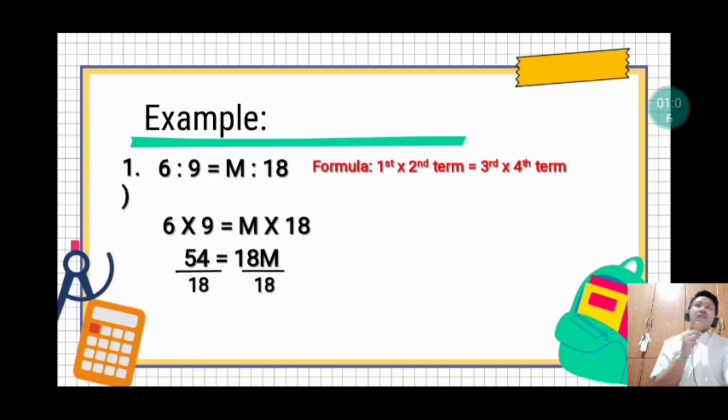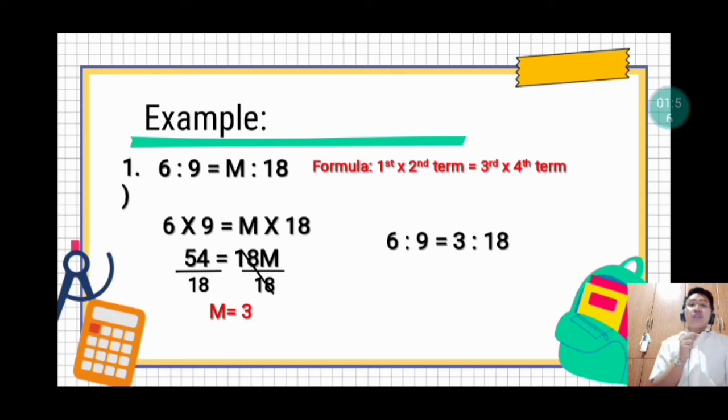And after that, we need to think of a number that would be divisible to both terms. That would be 18. Then we simplify 18m divided by 18. That would be 1m, or no need to write the 1, just the variable, since we are looking for the value of m. Then to the other side, 54 divided by 18 would give us an answer of 3. Then we need to write down again the given and distribute the value of m. Since the value of m is 3, 6 is to 9 is equal to 3 is to 18.